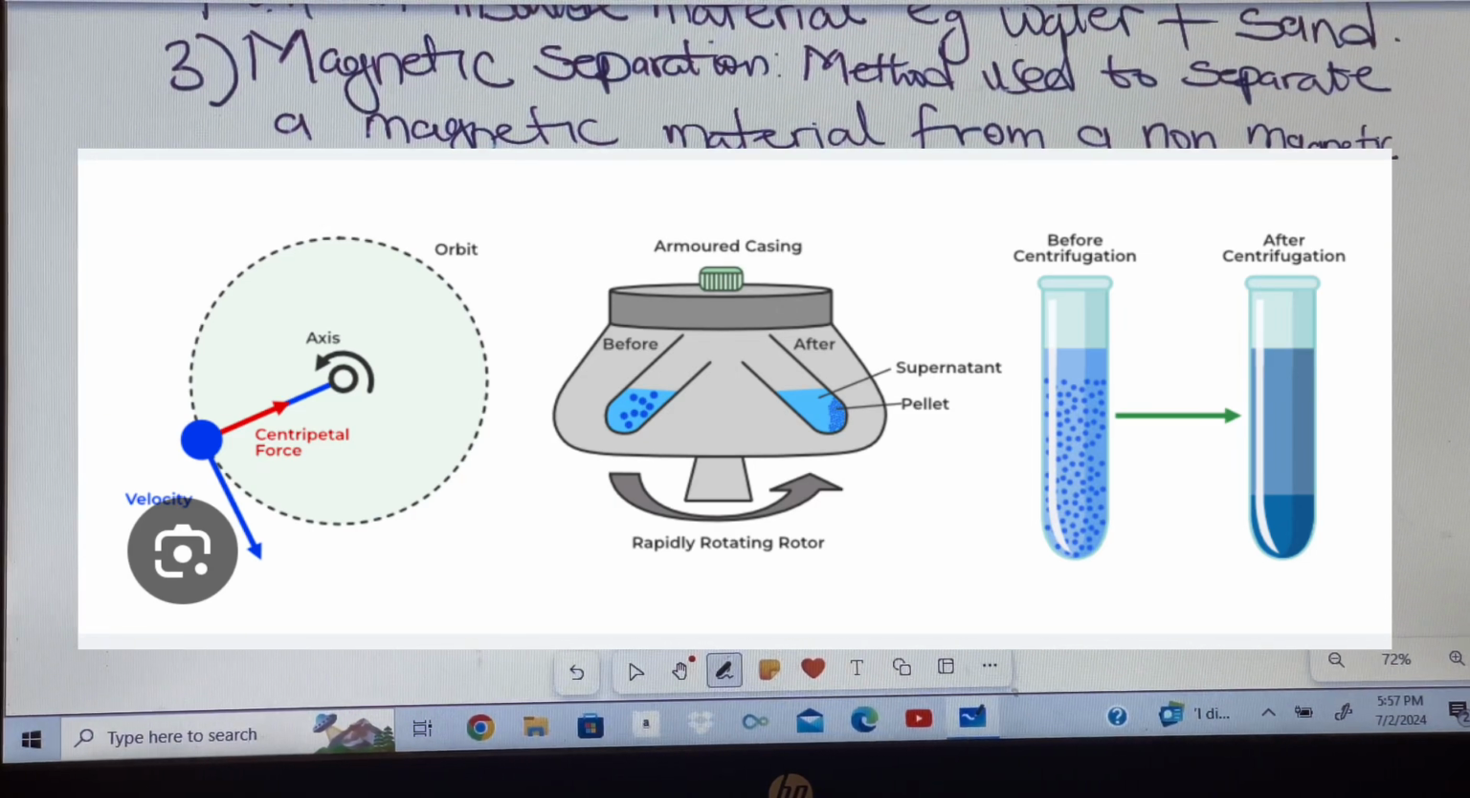of the test tube. Just like blood, when you're separating blood, the heaviest will be at the bottom, which is the red blood cells, and the lightest will be at the top, like the plasma. So that is the centrifugation method.